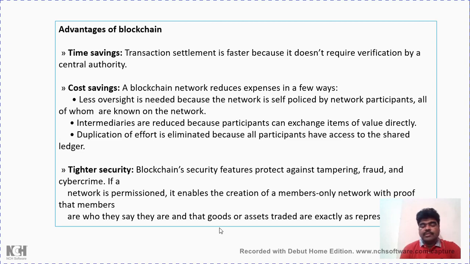Tight security, because the blockchain uses encryption and decryption mechanisms or techniques. The block which is transmitted through the blockchain network cannot be altered, cannot be freed from fraud basically, and cannot be tampered with or compromised. Any cyber crimes can be avoided. So it's very tightly secured by using encryption and decryption techniques.